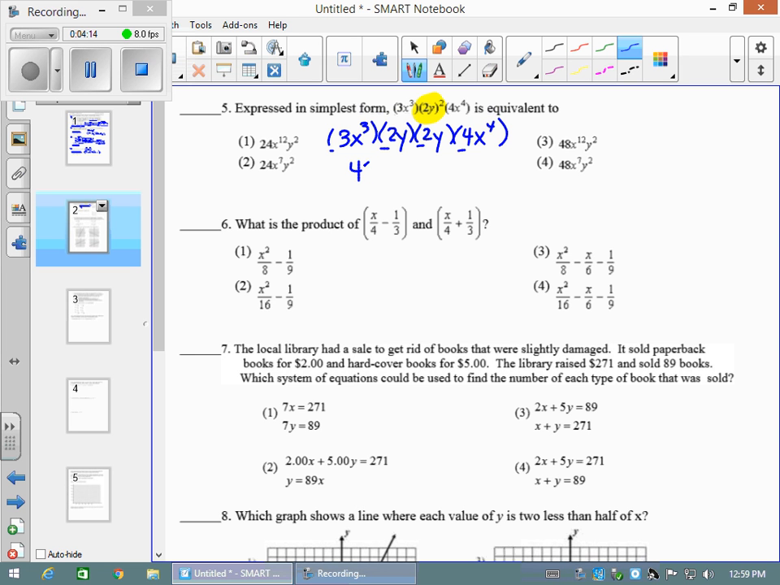And then if I look at my like terms, x cubed times x to the 4th is going to give me x to the 7th when I add my exponents. And y times y would give me y squared. So the correct choice here should have been choice 4.